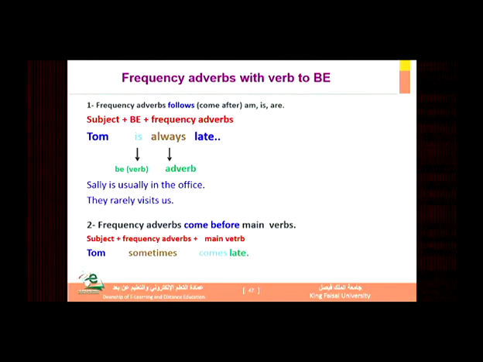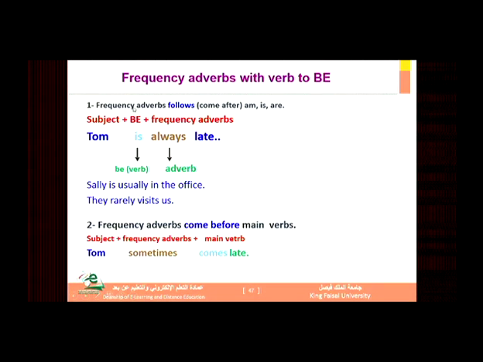Okay, let's move to the following point where we talk about frequency adverbs in the case of the verb to be. So frequency adverbs with verb to be. Frequency adverbs follow in the sense that they come after am, is, are. Again, if you look at this sentence, frequency adverbs.